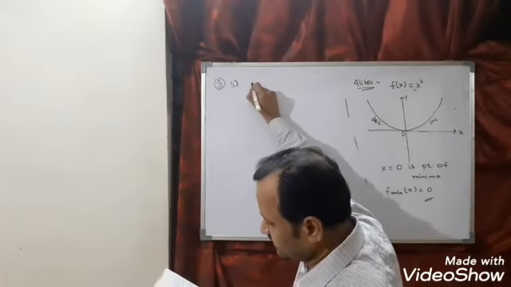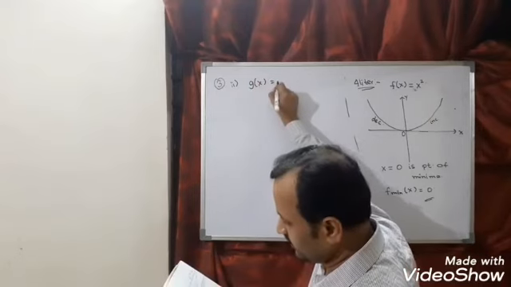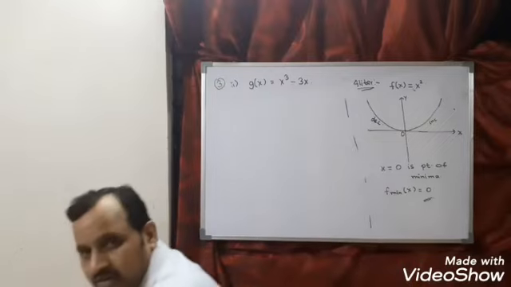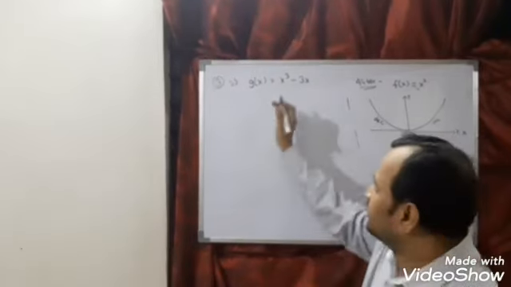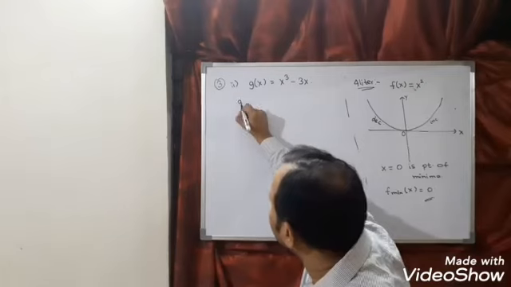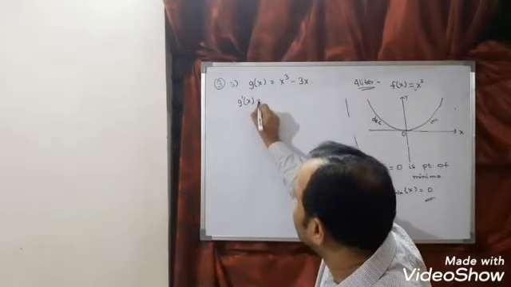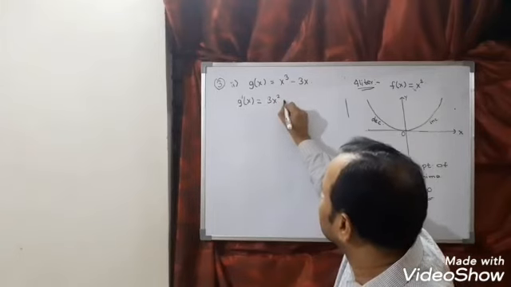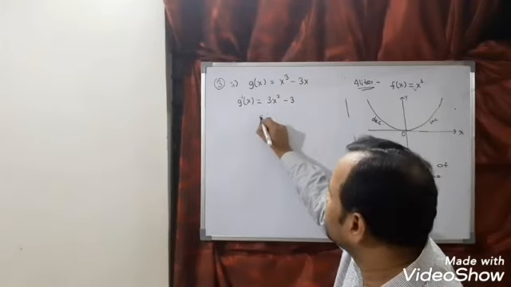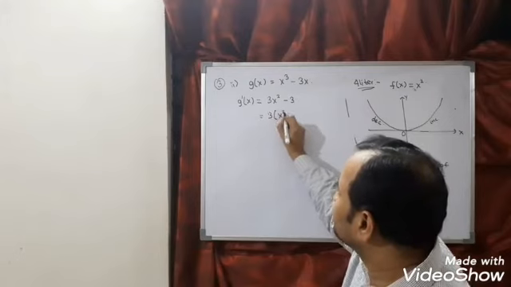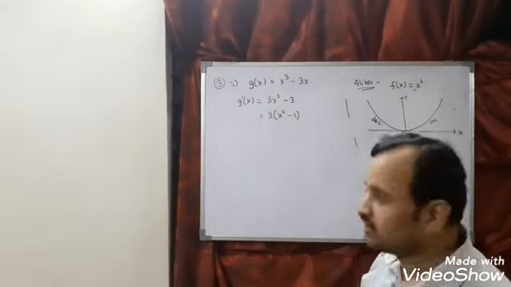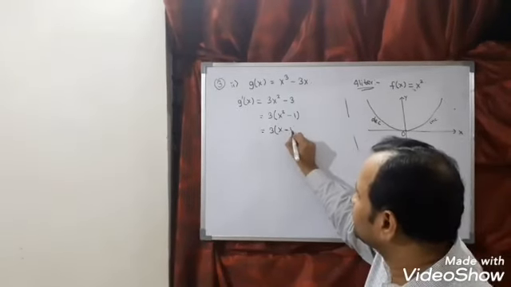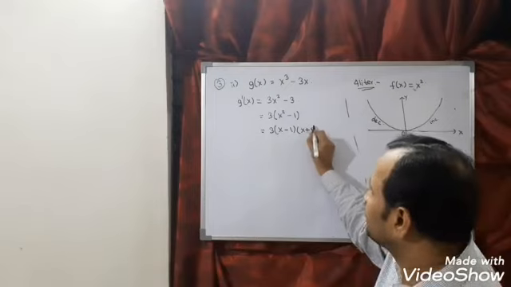And here the question is g of x is equal to x cube minus 3x. Now look here, again a polynomial. For maximum or minimum we have to find g dash x. Differentiation of x cube minus 3x is 3x square minus 3. So 3 we can take common. What will you get? X square minus 1. So break it in linear form: 3 into x minus 1 into x plus 1.